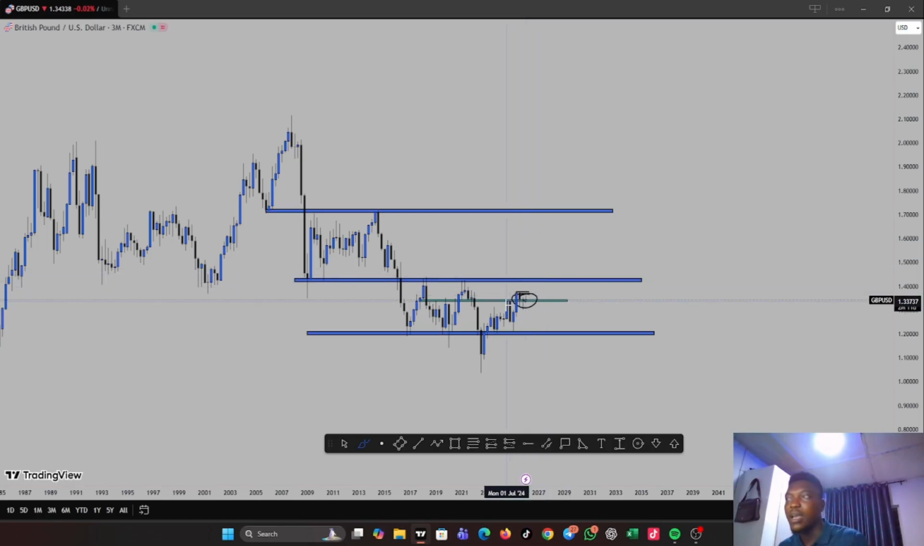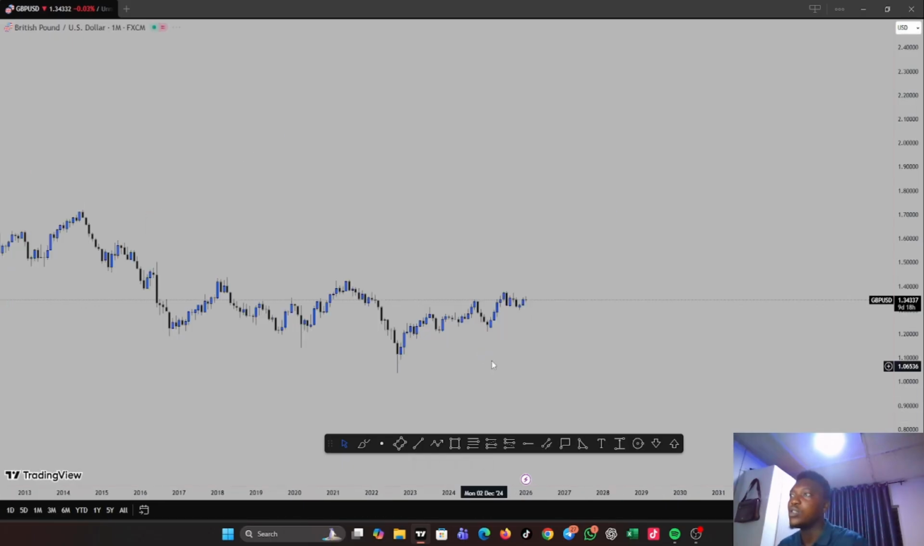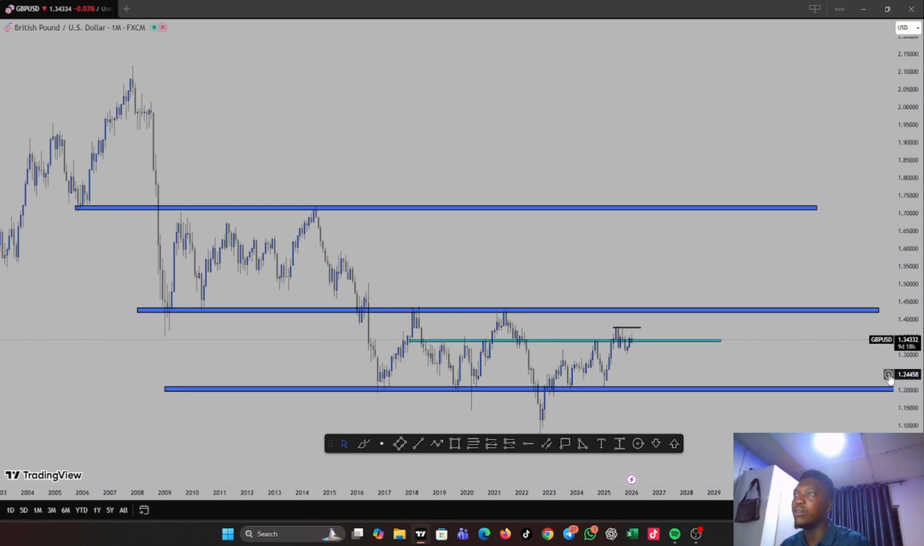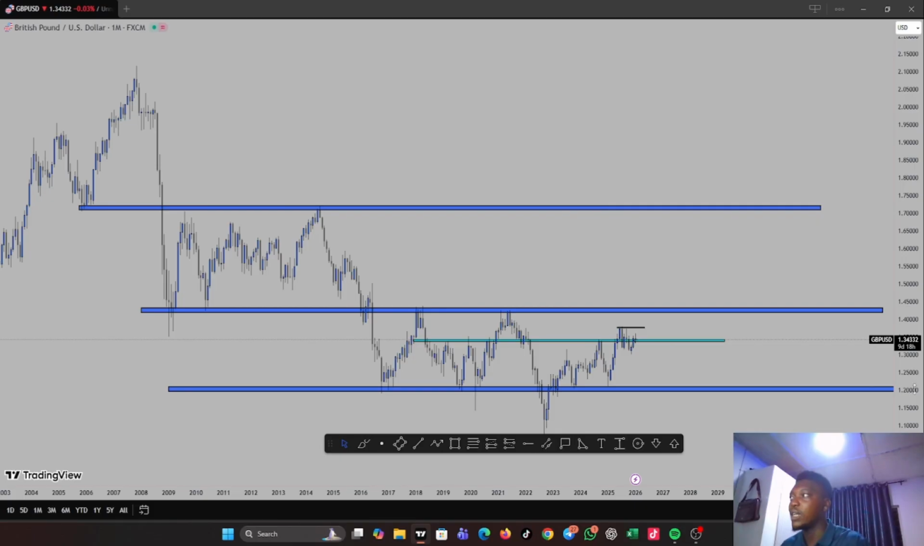So then we have to narrow things down into lower time frame to see how candlesticks are actually reacting before we take our decision. Next we move down to the monthly time frame to see our levels properly. If there is need for any adjustment, I've made this, but this is just how I look at the market.